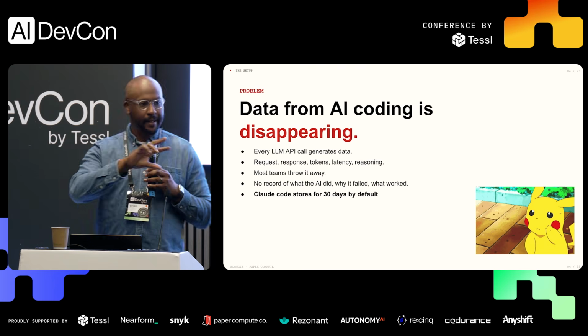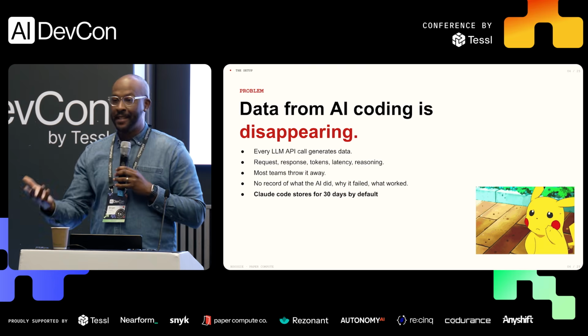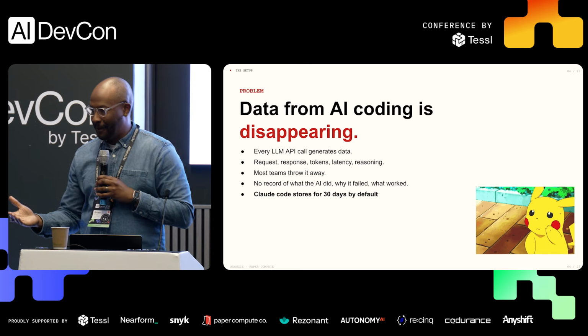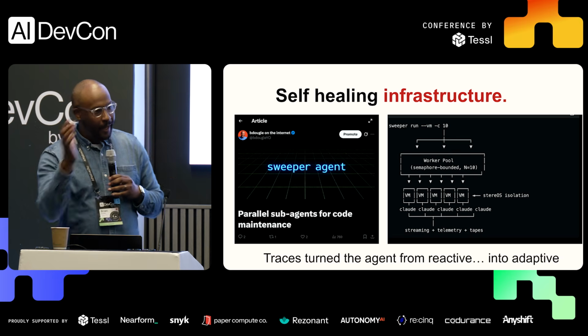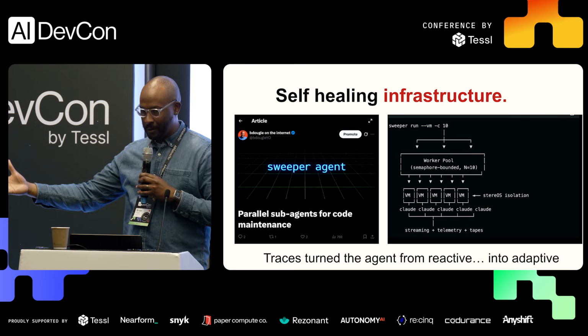But what I'm getting at is we're paying for this and we're just renting the tokens and then we get no output from it. So there's a lot of opportunity for us to figure this out. So all the Pokemon turned into what I call a sweeper agent.